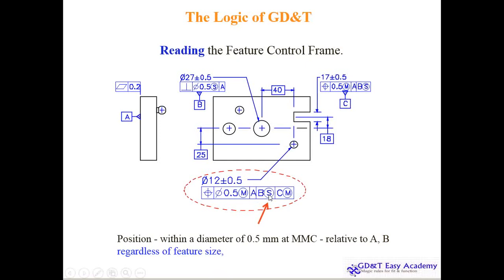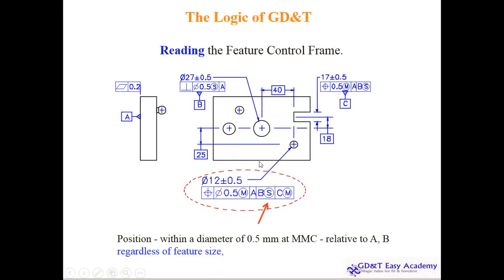What is regardless of feature size? If you are talking about a diameter of 27, if you are talking about a diameter of 5, if you are talking about a diameter of 12, we don't care. This is regardless of feature size. That means whenever you will see S, that is not respective to any dimension. That is overall package. So if you go for here also 0.5, this is regardless of feature size.